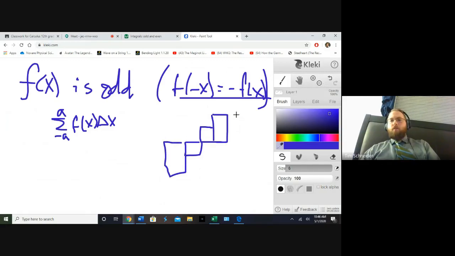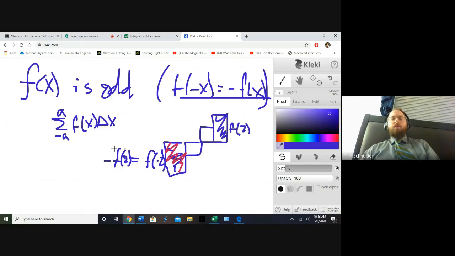So here's, let's say, f of 2, and this is f of negative 2, and it's the same as negative f of positive 2. So this rectangle here, or let's maybe do red, is just the negative version of this rectangle over here, and that's true for each one. And so no matter what you do, if the whole function is odd, every single box, going from negative a to positive a, will have a partner that is the opposite sign, and so it'll just add up to be 0.